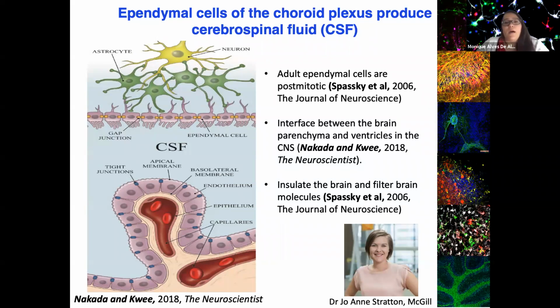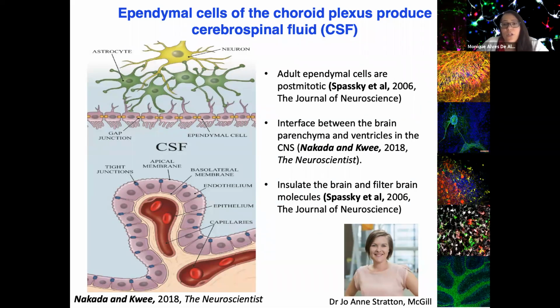The choroid plexus produces most of the cerebrospinal fluid, and the highly specialized ependymal cells of the choroid plexus produce the CSF with appropriate machineries for ionic transport and secretion of different molecules. An important feature of ependymal cells is that they are postmitotic and derive from the neuroepithelium during embryogenesis. Ependymal cells are multiciliated cells that form the brain ventricular epithelium and provide an interface between the brain parenchyma and the ventricles in the CNS.